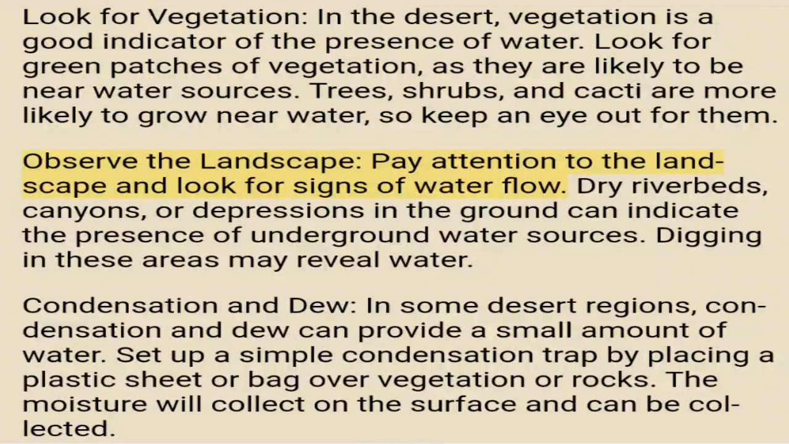Observe the landscape. Pay attention to the landscape and look for signs of water flow. Dry riverbeds, canyons, or depressions in the ground can indicate the presence of underground water sources. Digging in these areas may reveal water. Condensation and dew. In some desert regions, condensation and dew can provide a small amount of water. Set up a simple condensation trap by placing a plastic sheet or bag over vegetation or rocks. The moisture will collect on the surface and can be collected.